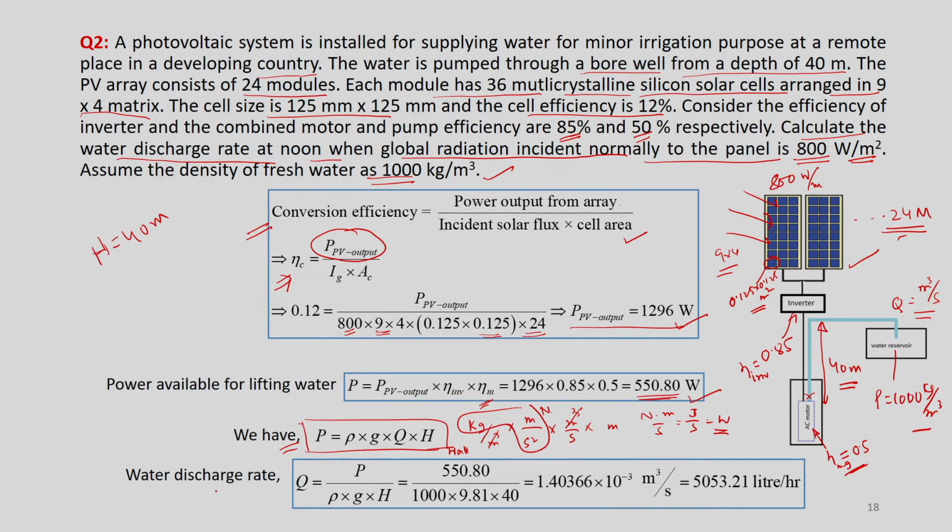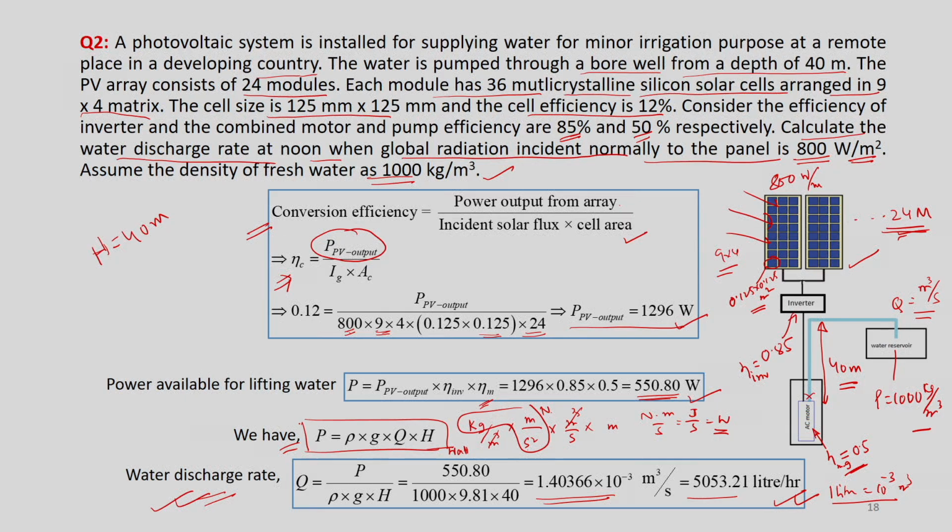Once you know this, we can equate the power available for lifting water with the power required to lift. If we calculate Q, we will get a value in cubic meter per second, and that can be converted, because we know 1 liter is equal to 10 to the power of minus 3 cubic meter. That way, we will get 5053.21 liters per hour. So, that much discharge can be generated by using these 24 modules.